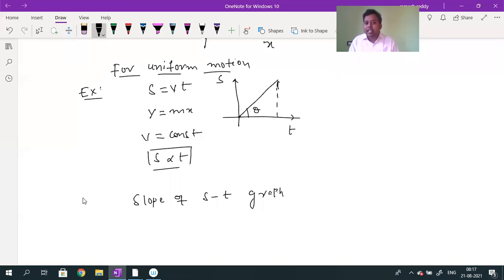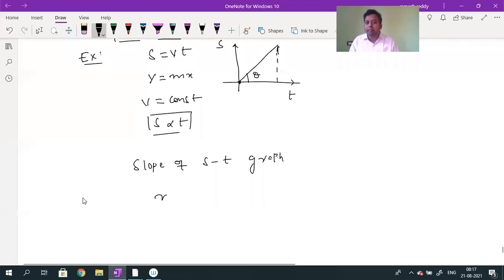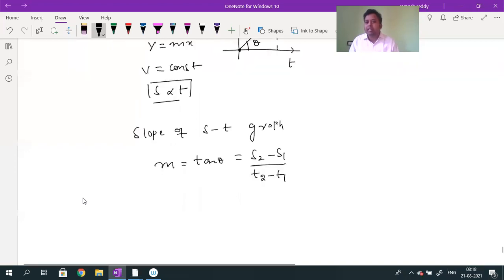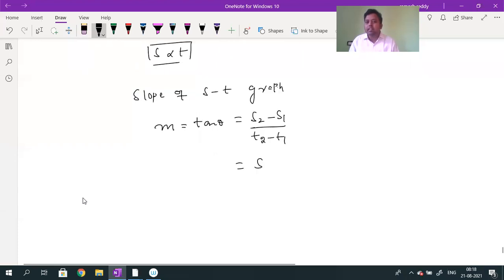Initially displacement value is 0, time value is 0. Finally displacement value is s, finally time value is t. So slope m is equal to tan theta, which is s2 minus s1, the final displacement value minus the initial displacement value, divided by t2 minus t1, the final time value minus the initial time value. But s2 value is s, s1 value is 0, t2 value is t, t1 value is 0. So what did I get as the slope value? m is equal to s divided by t. Displacement by t is nothing but velocity.